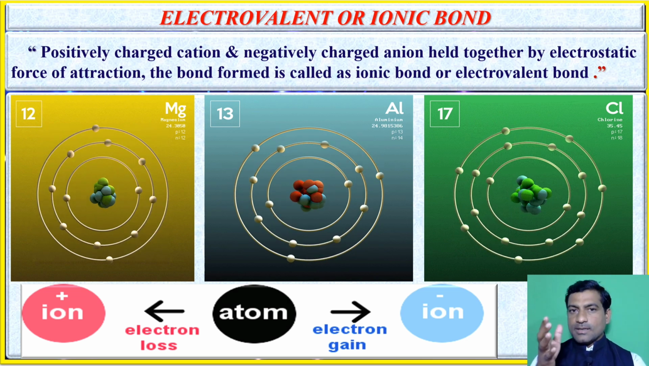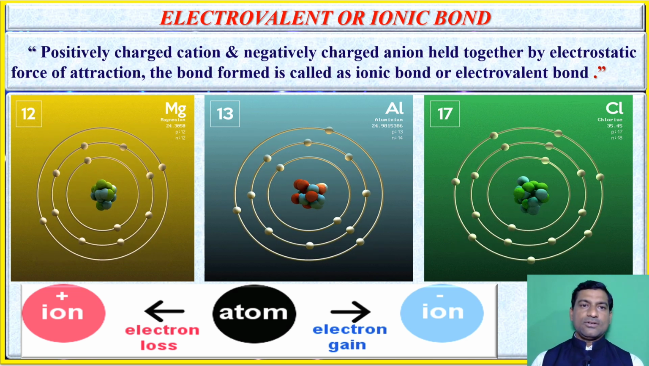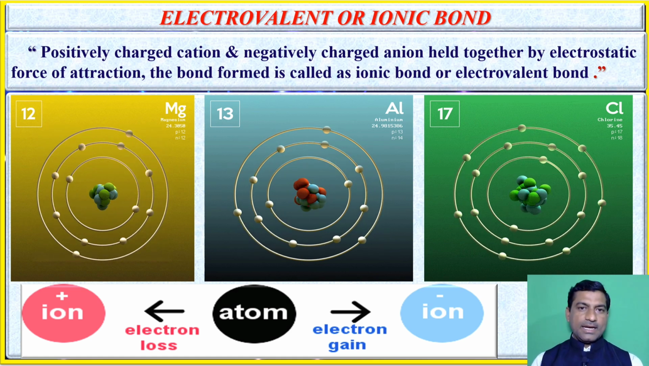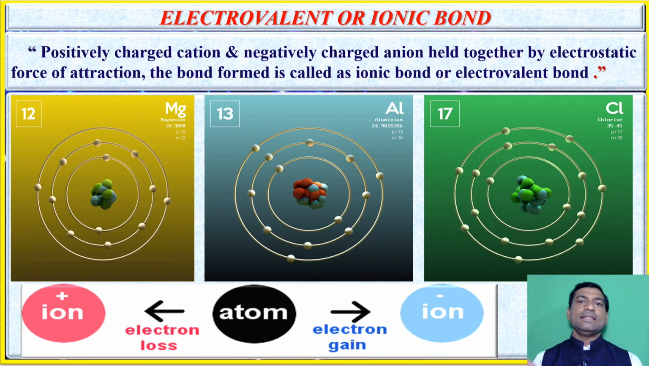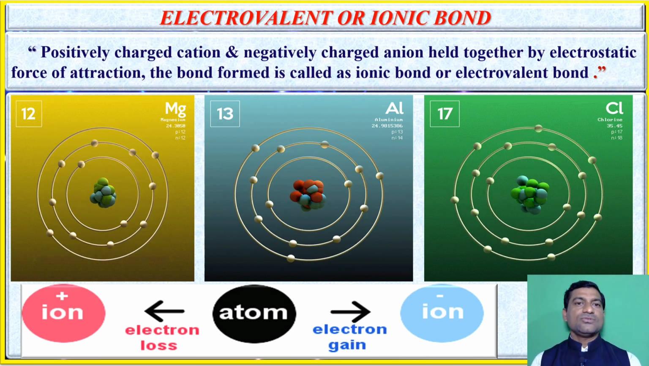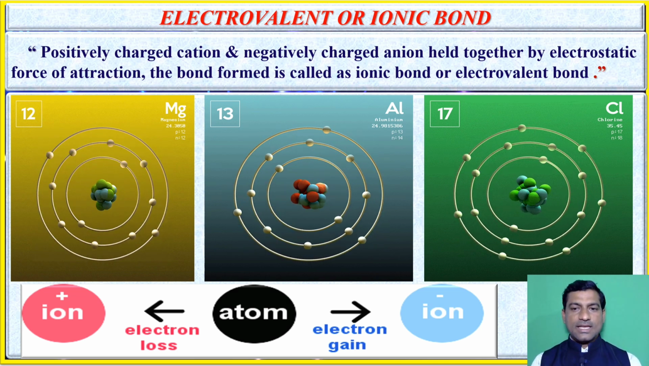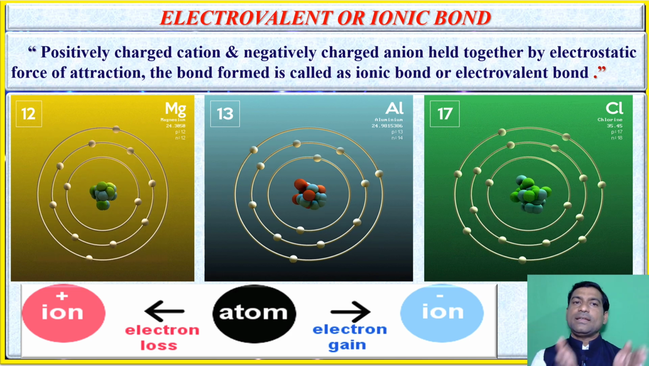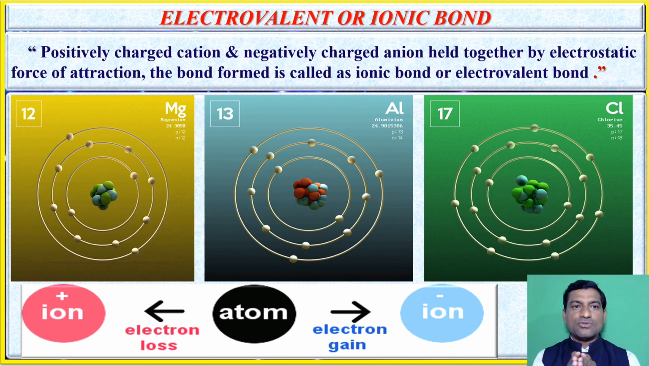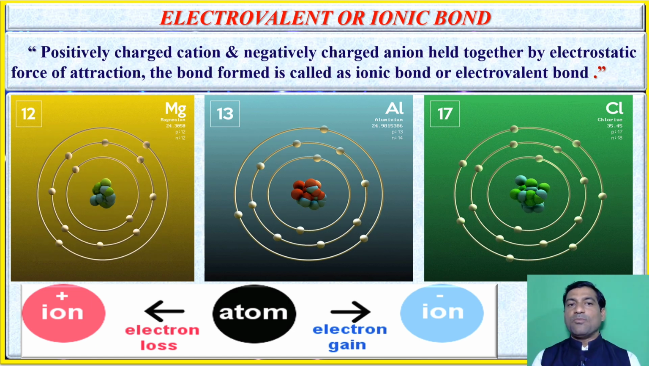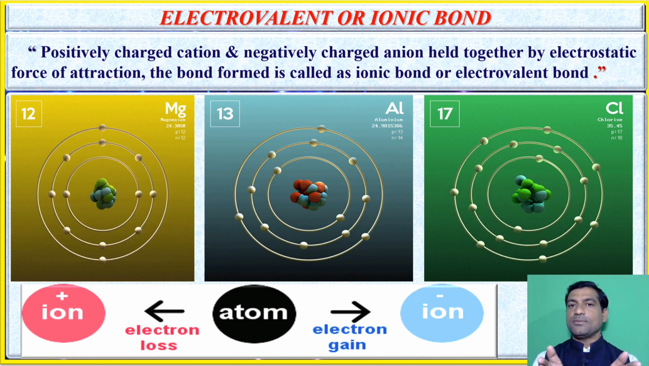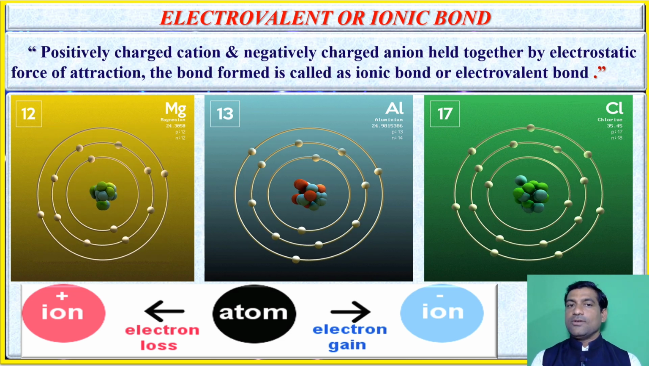Means the metallic atom can donate the electron, they acquire a positive charge, and non-metallic atom can accept the electron and they acquire a negative charge. The positively charged ion is called a cation and negatively charged ion is called an anion. That cation and anion hold together by the electrostatic force of attraction and the bond is formed. That bond is called ionic bond.